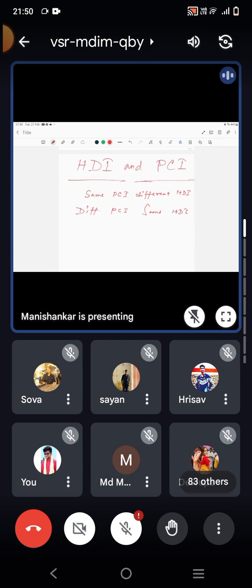HDI ranking for any economy, that is to say a country's GDP rank is higher than its HDI ranking. Suppose we consider PCI is greater than HDI ranking. PCI ranking means your GDP ranking. It is greater than suppose HDI ranking.